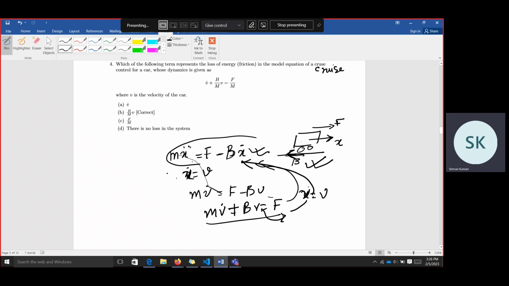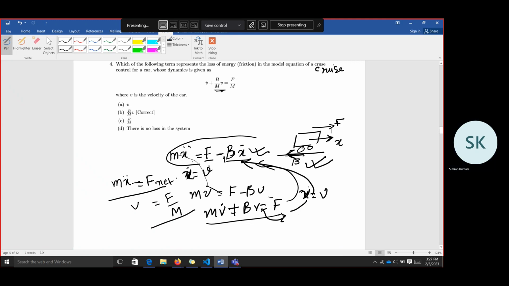If we have not considered friction, it will be simply m x double dot equal to F, which we generally see in Newton's law that force is equal to m a, but obviously that is net force. So net force is F minus b x dot. We have this equation, and then this term will not be there because it will be V dot equal to F by m simply. So this coefficient will show the loss of energy. Any doubt in this?